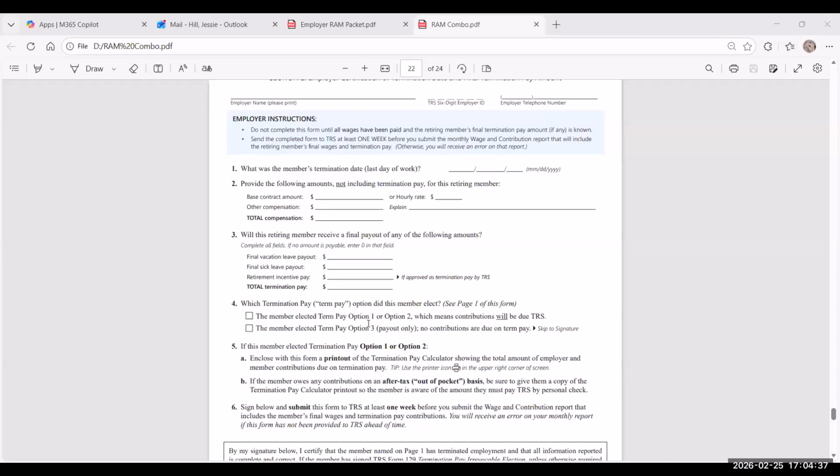If you are not quite sure how to do that, we'd much rather have you doing it right the first time rather than sending it in and then having to contact you if there are things missing on that. So at the end of this, you would complete this information on this back side and attach a printed off copy of that termination pay calculator when you complete it and get it back to TRS.